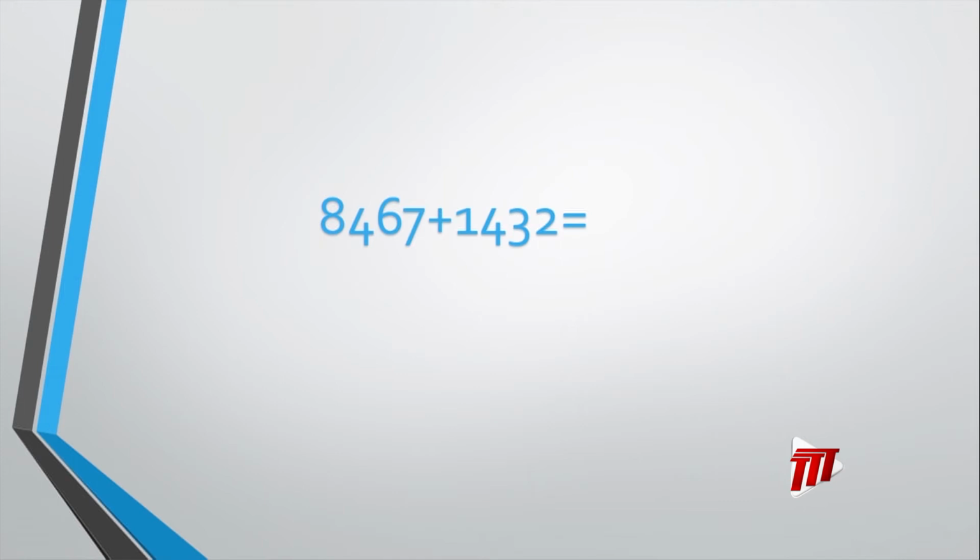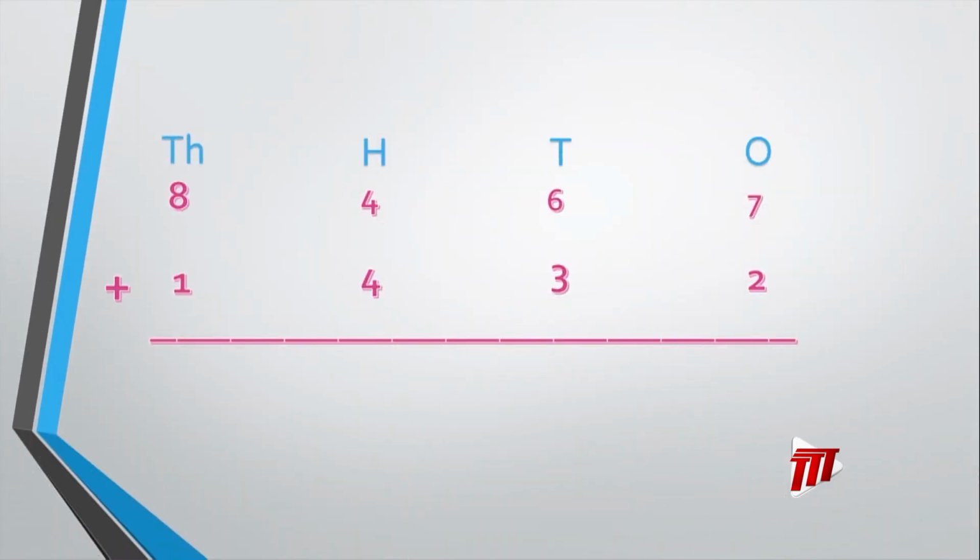So our first number, 8,467, add 1,432. So those are our two addends, two to be added together. What is the first thing that we will have to do for this particular sum? Write the number vertically. Very good.